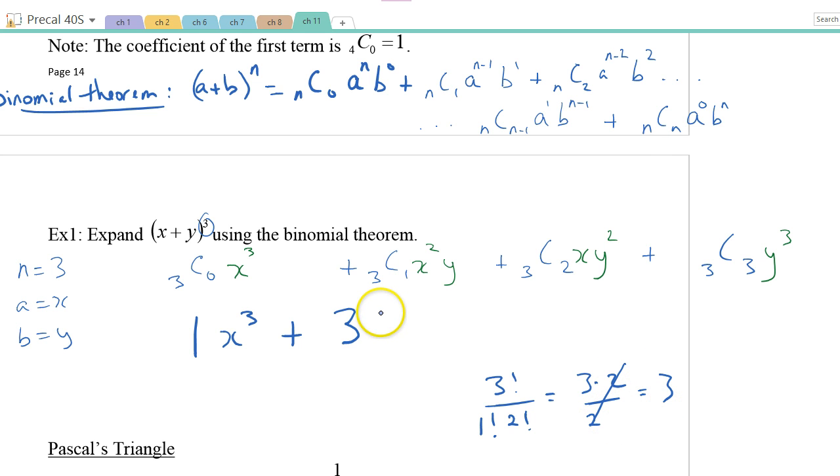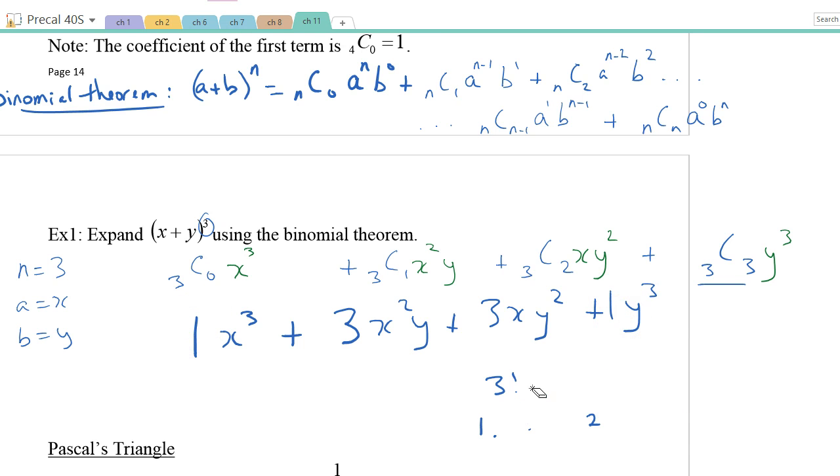Alright, so here we go. 3x squared y plus 3x y squared plus, I will draw the 1. This is just equal to 1, so I'll just write y cubed. I didn't even actually have to write that initial 1 either. I'll put them in there. Okay, so there is our answer for using the binomial theorem for x plus y cubed.